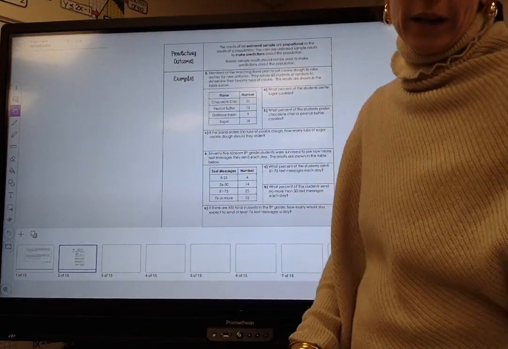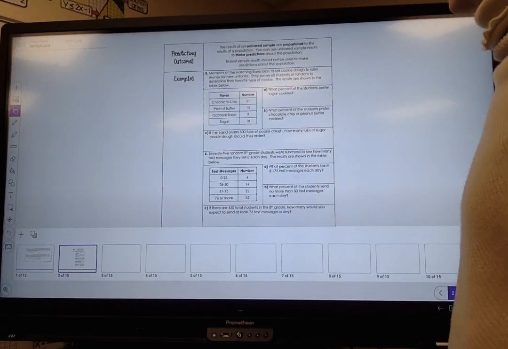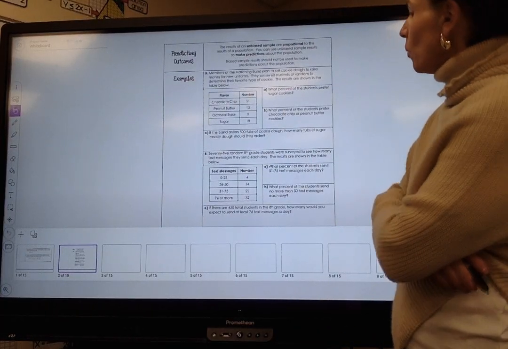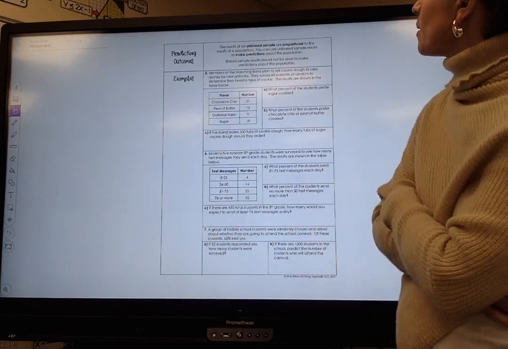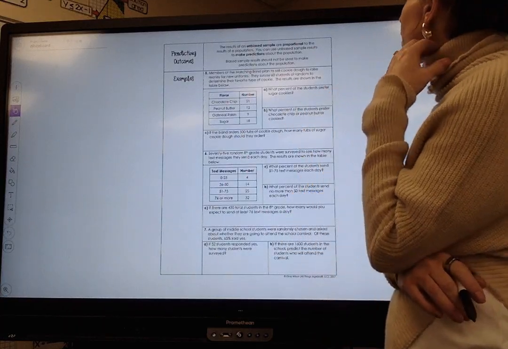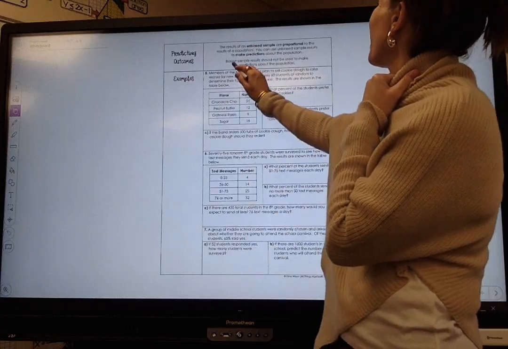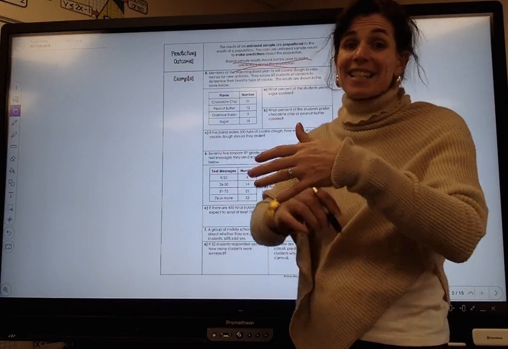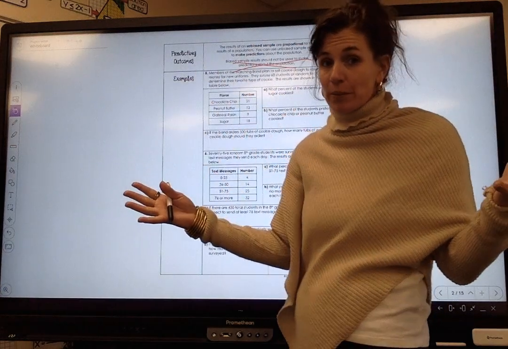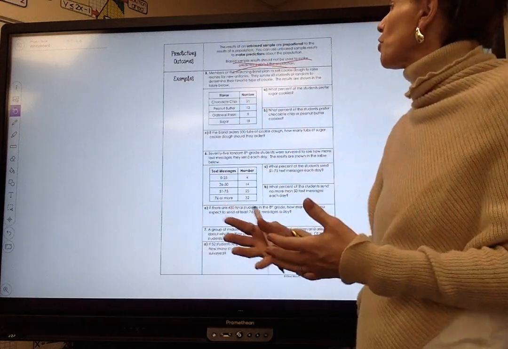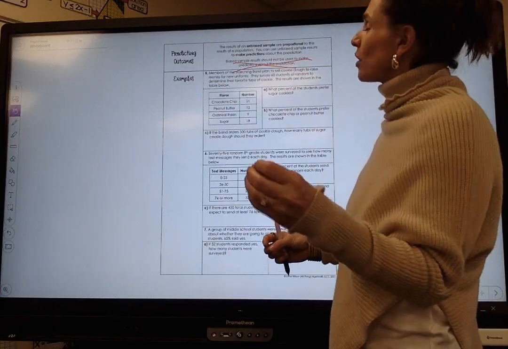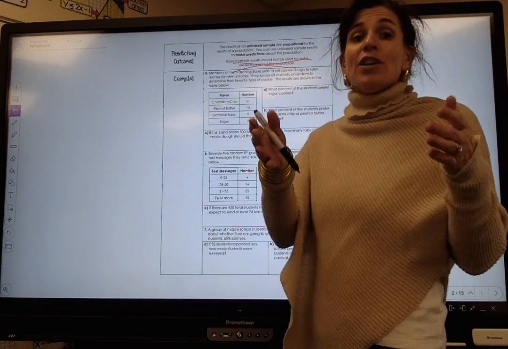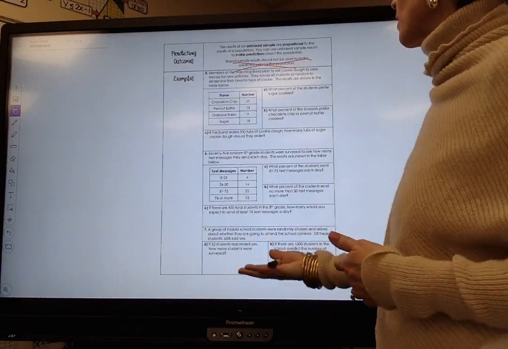All right, so when we are predicting outcomes, the results of an unbiased sample are proportional to the results of a population. We can use unbiased sample results to make predictions about the population, and biased sample results should not be used to make predictions about the population. If it's biased, it's not going to be a good study because it's not going to be representative of the entire population. So we only want to make predictions on unbiased sampling. That's why the sampling is so important, because that's your starting point. You've got to get good data before you can go on to the study.